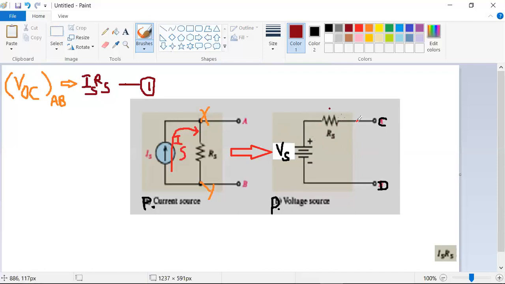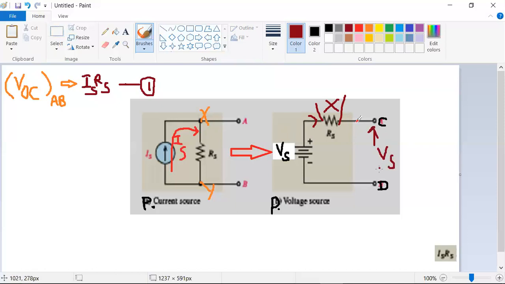So even with Rs given, that doesn't mean the resistance is consuming the voltage. When the current is flowing through the resistance, only then will the voltage drop appear across this resistance. Now the current is not flowing through this resistance, hence there is no voltage drop across this resistor. So the total voltage will appear across Vs.